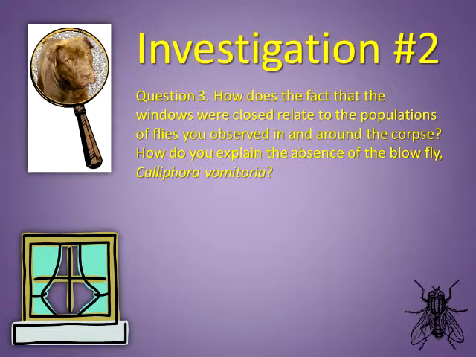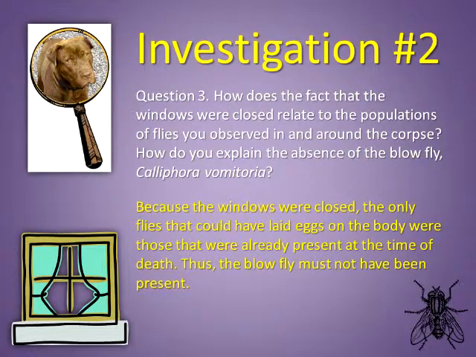Question 3. How does the fact that the windows were closed relate to the populations of flies you observed in and around the corpse? How do you explain the absence of the blowfly? Because the windows were closed, the only flies that could have laid eggs on the body were those that were already present at the time of death. Thus, the blowfly must not have been present.